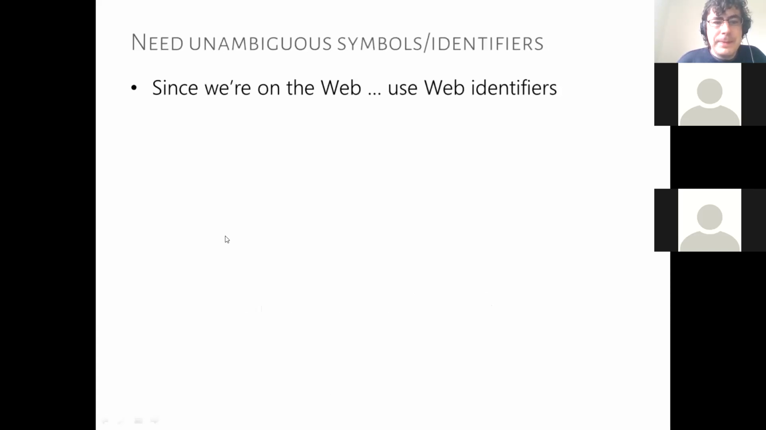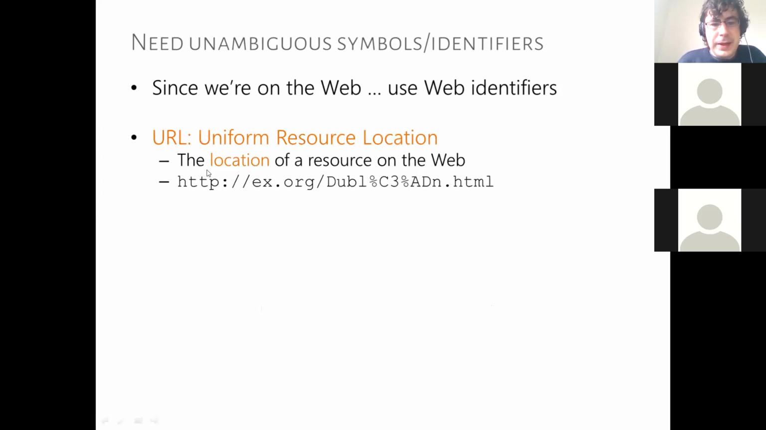So since we're on the web, the idea is we're going to use web identifiers. So what does this mean in general? There are three types of identifiers that we'll speak about here. The one you're most probably familiar with are URLs, Uniform Resource Locators. This is the location of a resource on the web. For example, this identifier here, with this ugly percent encoding, which Google Chrome and many browsers now hide, is essentially the location of a web page, of a document on the web.